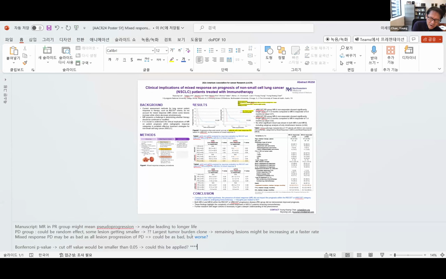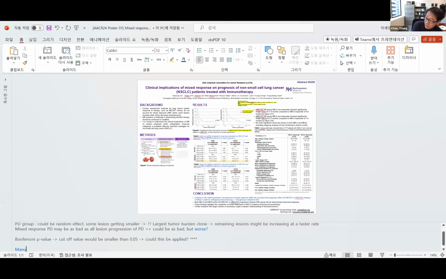We have a separate DART paper. Liam, who's writing the DART mixed response? Do you know? I do not. Okay, so there's a mixed response DART paper.